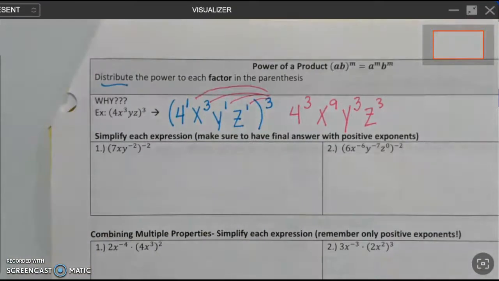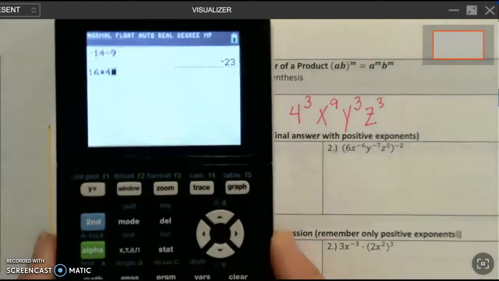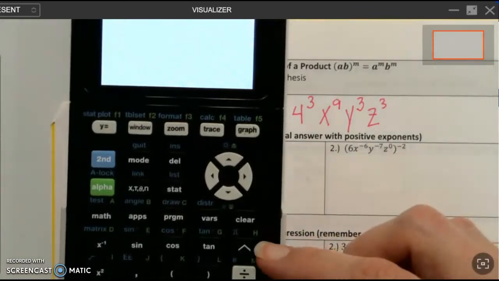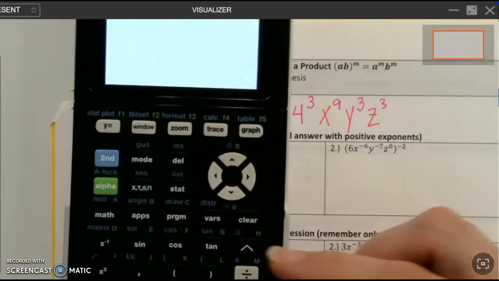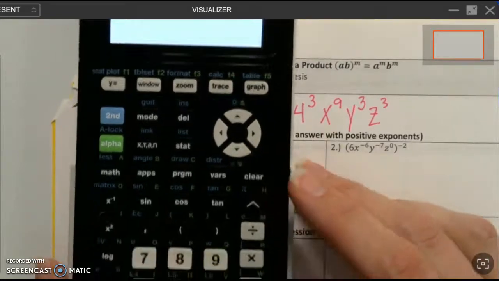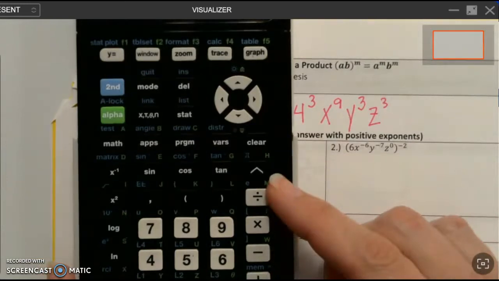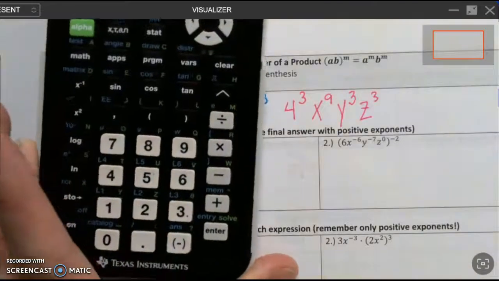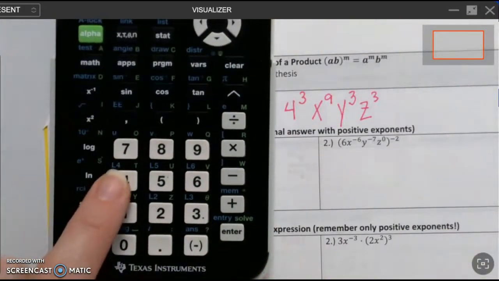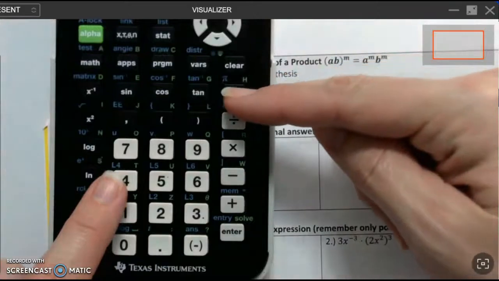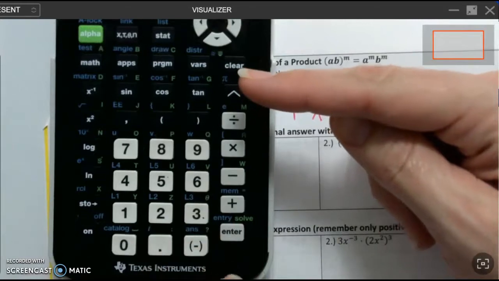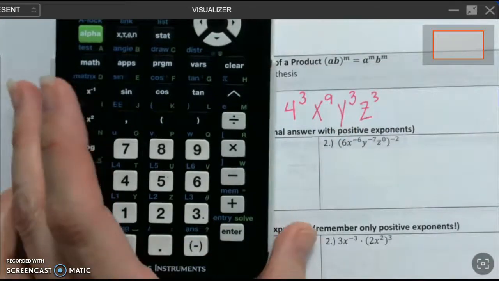Then what we're going to do is grab our calculator, and we're going to figure out what is 4 to the 3rd power. In order to get an exponent, what we want to use is this upside down v button right here. It's called a caret. It's typically right above your operation buttons like add, subtract, multiply, divide. So I'm going to hit 4, then that upside down V button, and then 3rd power. Enter. So 4 to the third power is 64.